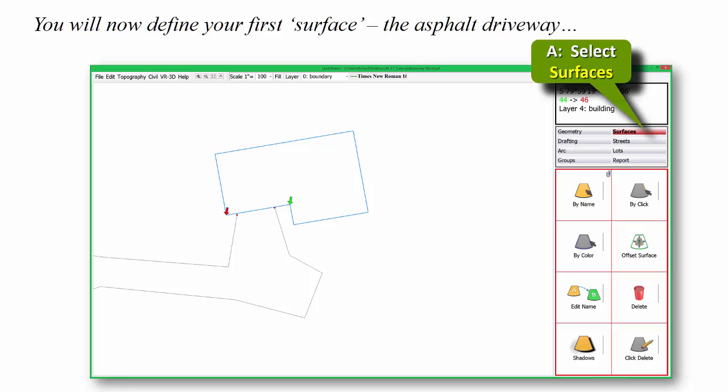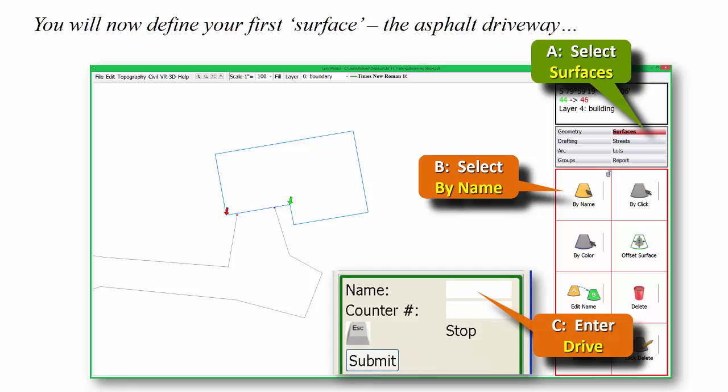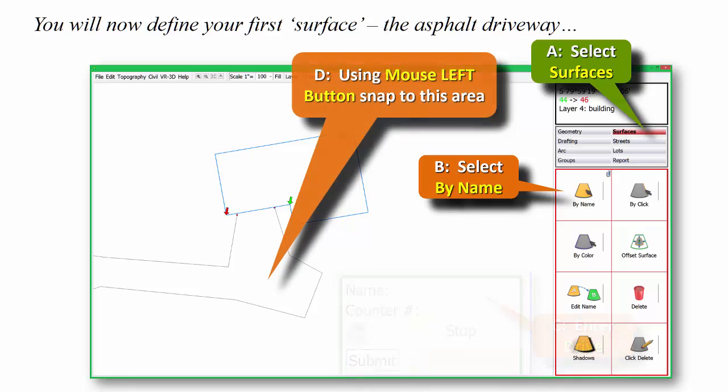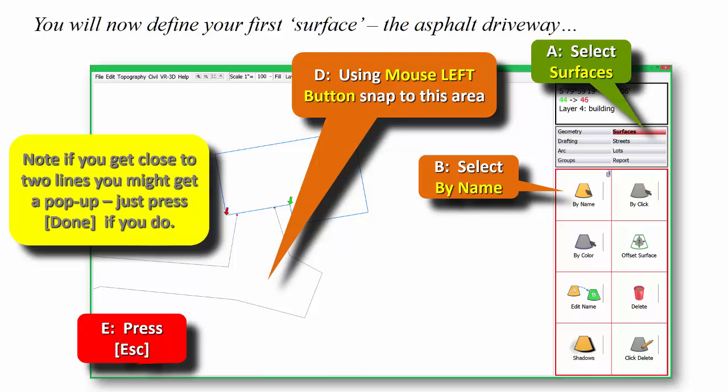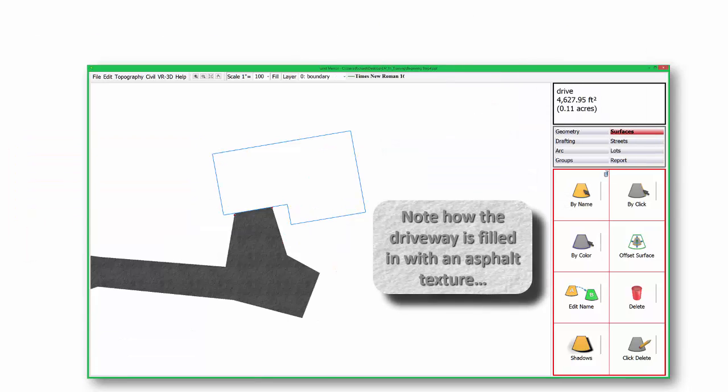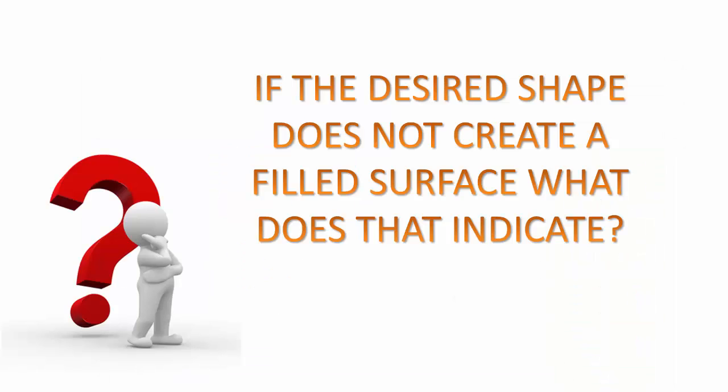So press escape, select surfaces, by name, type in the word drive, hit submit, and snap anywhere within that driveway with your left button. Make sure you don't get too close to two lines. If it does, then a prompt comes up and you just have to press OK. And you'll see the driveway is filled with an asphalt texture. So if it doesn't create a filled surface, what does that indicate to you? It tells you you have an error. It does not close.